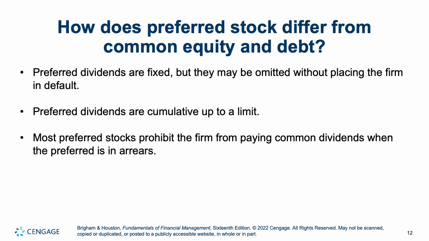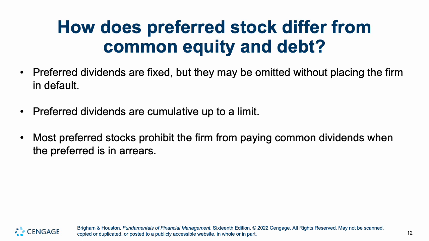Now let's take a look at preferred stock. And we looked at preferred stock a bit already in this class. And remember, preferred stock is a financial instrument that has both characteristics of stocks and bonds. So preferred stock has characteristics of both stocks and bonds. And preferred stock is different from both common equity or regular stock and debt.